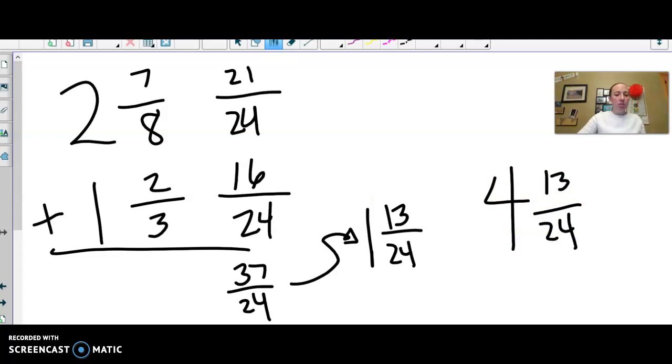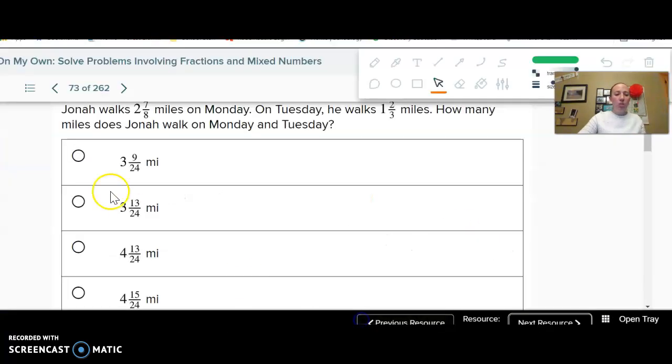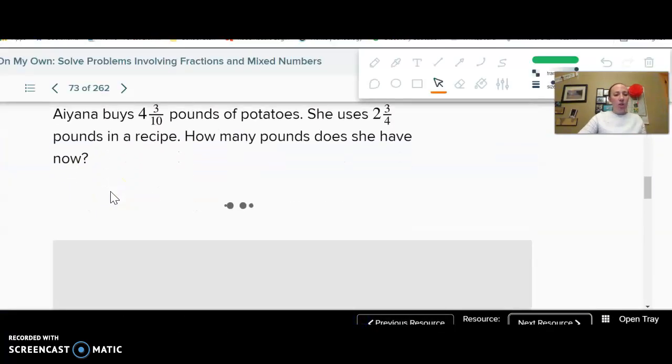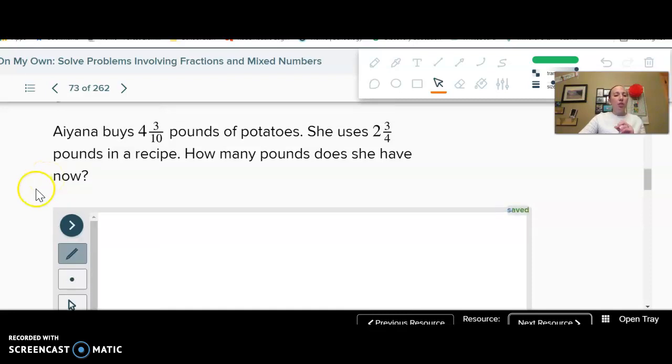All right, let's do one more. Ayana buys 4 3/10 pounds of potatoes. She uses 2 3/4 pounds in a recipe. How many pounds does she have now?